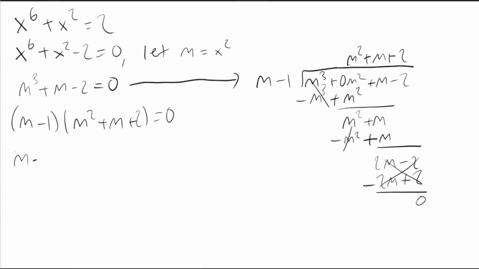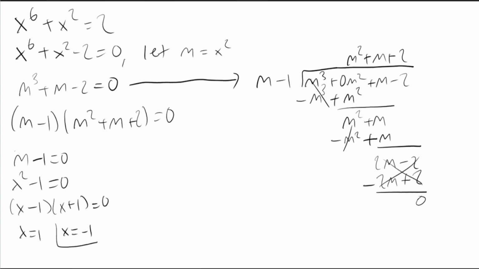So we know m minus 1 is equal to 0. So x squared minus 1 equals 0, and this is a difference of squares. So we have x plus 1 times x minus 1 equals 0. So x equals 1, and x equals negative 1. These are two solutions.